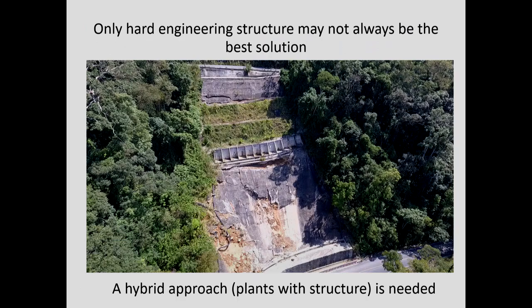So geotechnical engineers are more familiar with hard engineering structures like shotcrete, but we can see that it's not always the best solution. So I think the best way is to combine this structure with plants. I think one of the main drawbacks of conventional structures is that they are too rigid. So we need something more flexible, more like a nature-based solution.